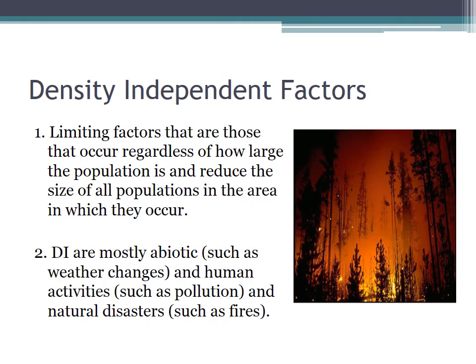All right, density independent factors. These are things that can happen to a population regardless of how big the population is. And it will reduce the size of all populations in the area in which they occur. So density independent factors are mostly abiotic, meaning not living, such as weather changes. So weather does not care whether there's a ton of people or not a lot of people. Human activities such as pollution and natural disasters. Those are all different factors that affect a population no matter what the size of the population is.